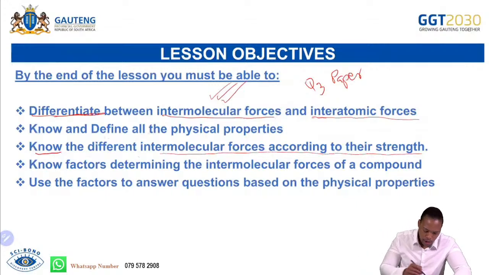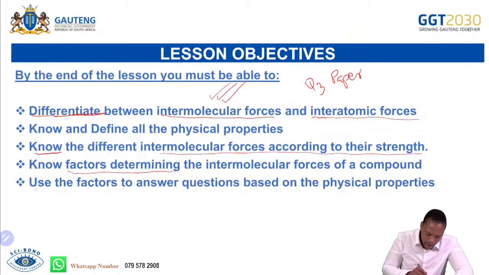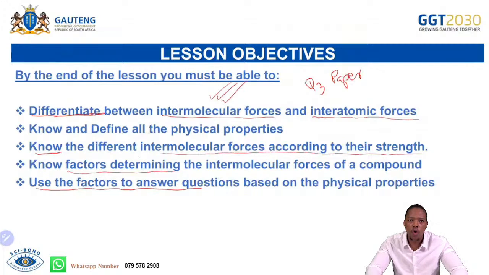Okay? Right. You must also know the factors determining the intermolecular forces of the compound. There are factors that will determine what intermolecular forces we are going to find in a certain compound. So we must know these factors, and they are going to help us. Then you must be able to use these factors to answer questions based on physical properties. The factors are very, very important. Once you know them, it will make it easier for you to answer all the questions that are based on physical properties.